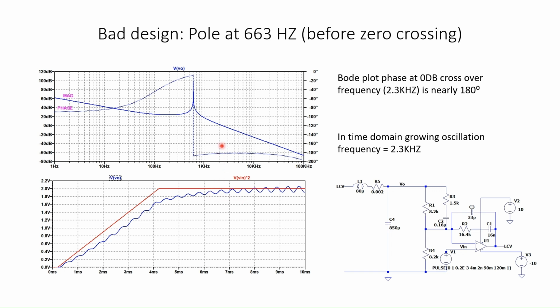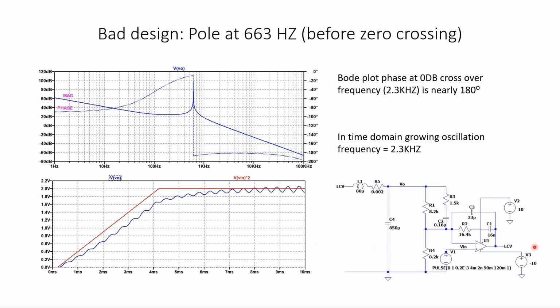As expected, oscillations happen at the 0 dB crossover frequency. That is, here it is 2.3 kHz, and this oscillation frequency is also 2.3 kHz.